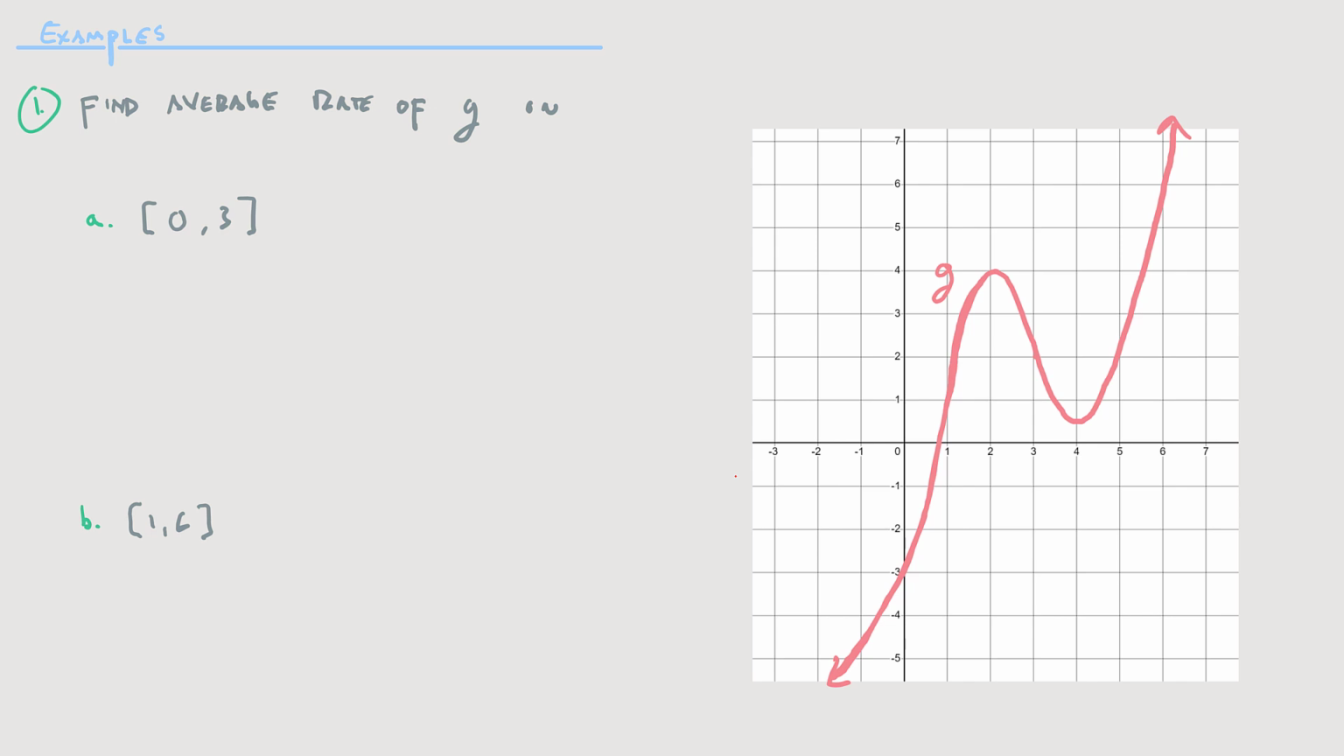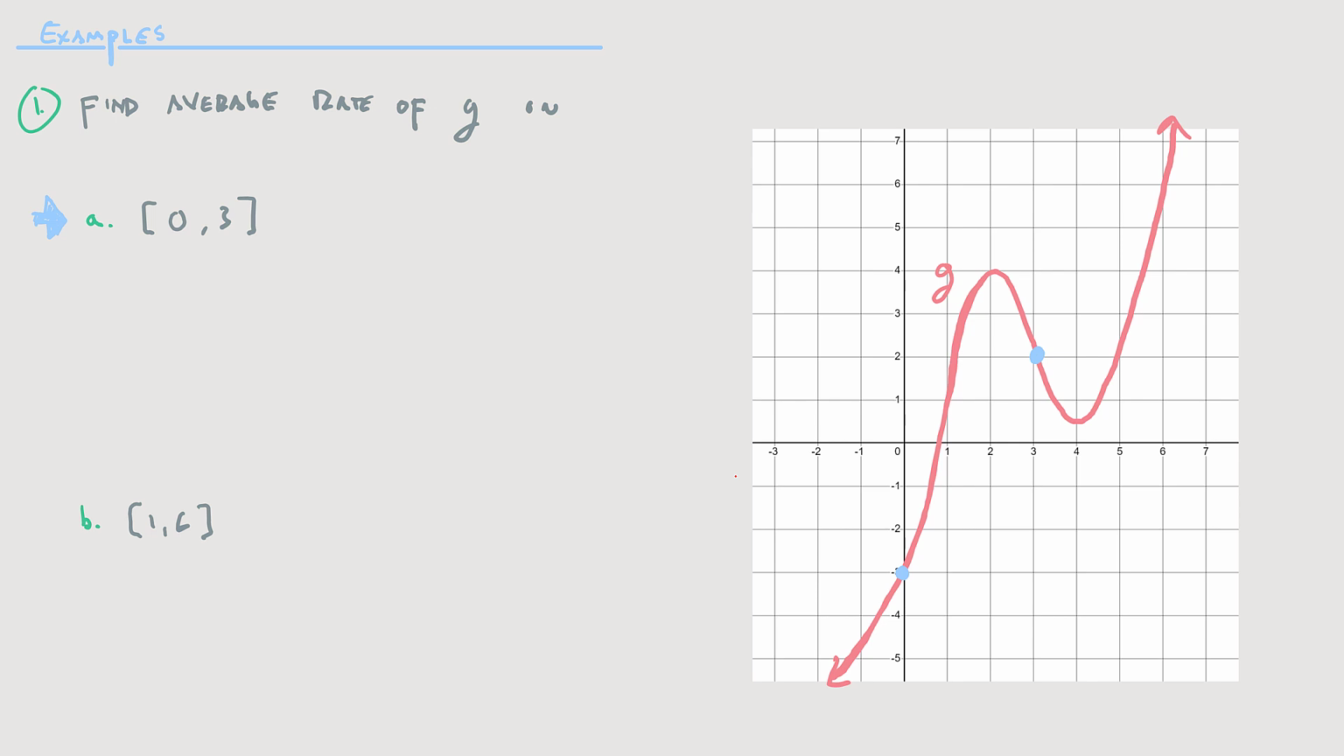So for example 1, I said find the average rate of... You know what that should say, though, is it should say find the average rate of change of g on the closed interval 0 to 3 and also 1 to 6. So we'll do 0 to 3 first.